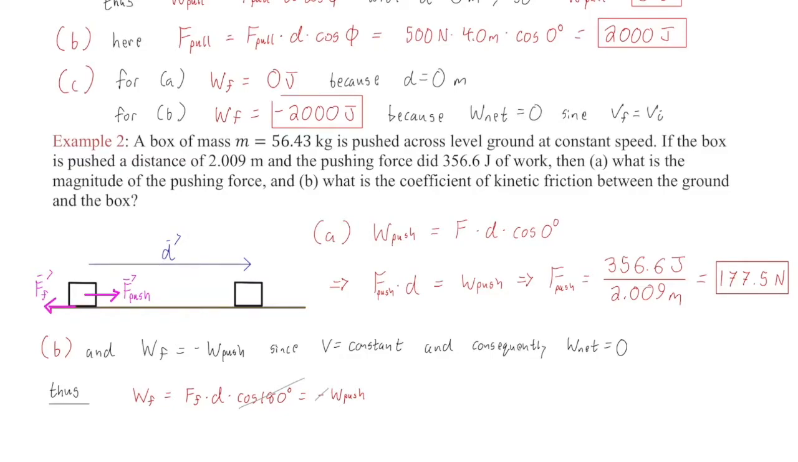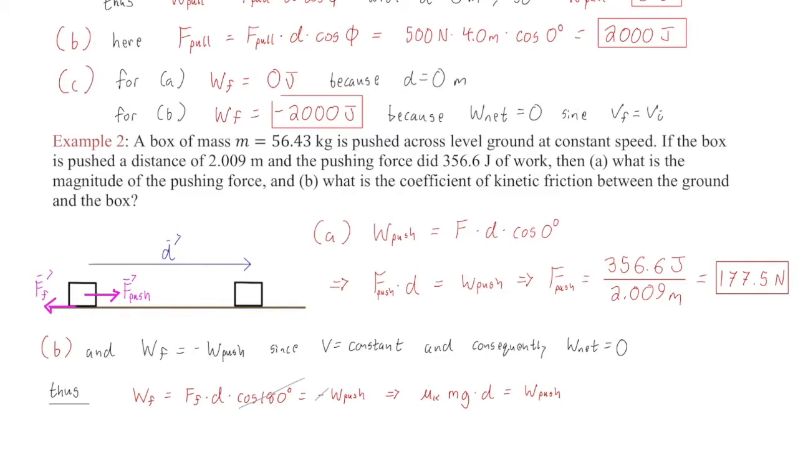I set it up this way so that the cosine of 180, which is just negative 1, cancels with the leading negative on the work of pushing value, which we already know to be 356.6 joules. So when we solve this equation, the negatives are gone, and we're just going to solve for mu k.